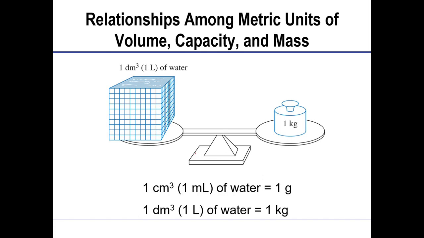Let's look at the relationship among metric units of volume, capacity, and mass. 1 decimeter cubed is 1 liter of water, which is equivalent to 1 kilogram. 1 cubic centimeter of water is equivalent to 1 milliliter of water, and that weighs 1 gram. 1 decimeter cubed of water is equivalent to 1 liter of water, and that is equivalent to 1 kilogram.